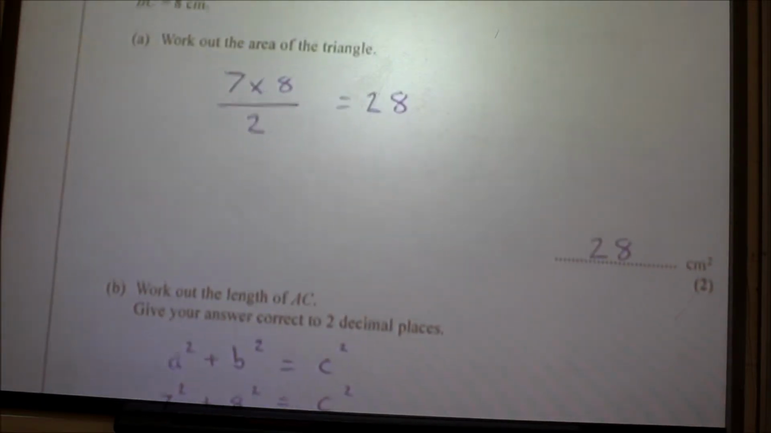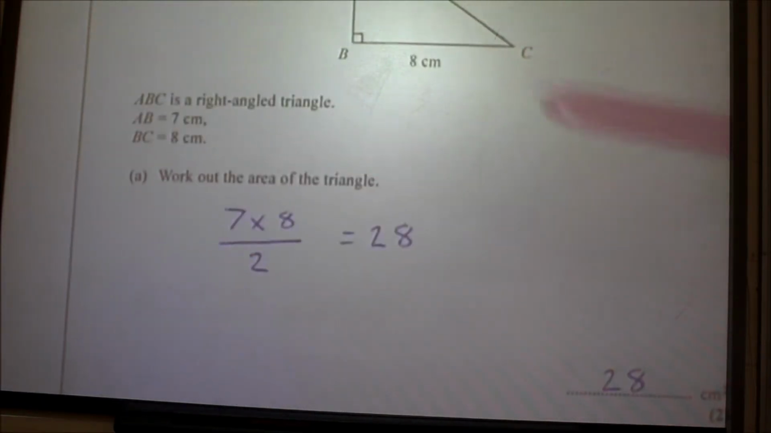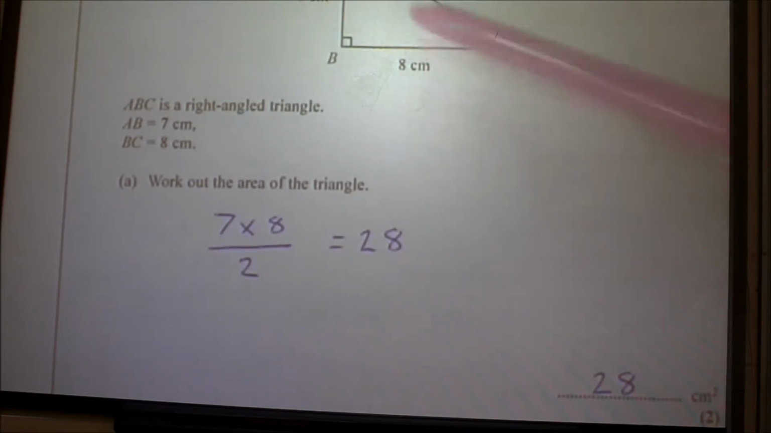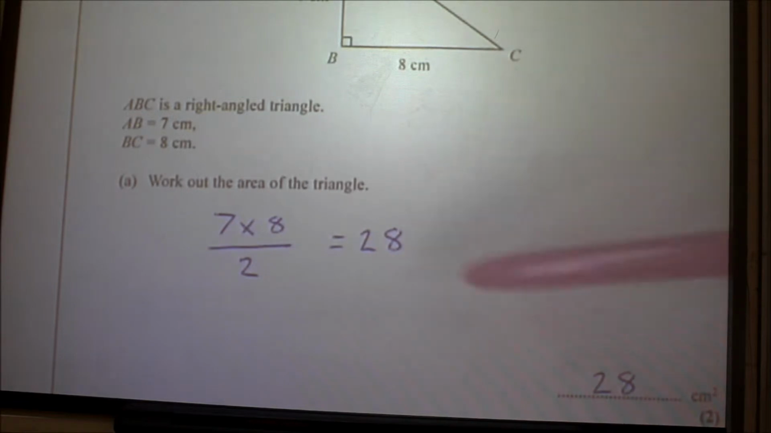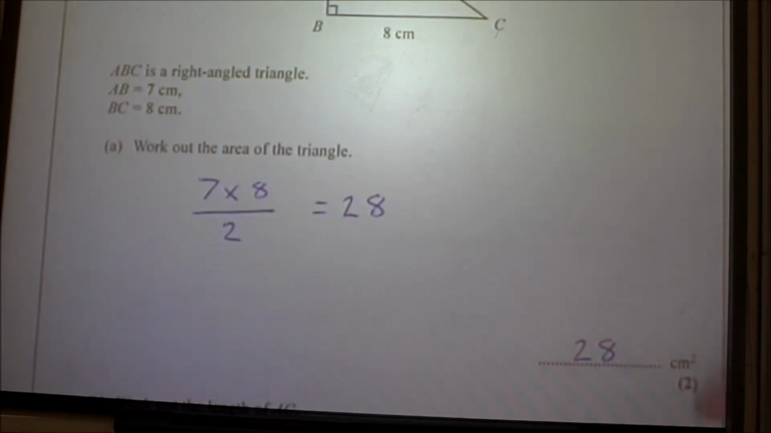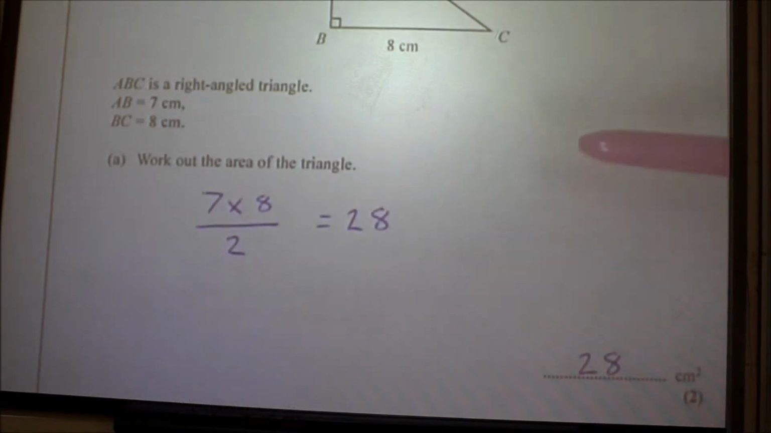Question 4, area of the triangle. Area of the triangle is base times height, so 8 times 7, or 7 times 8, divided by 2, which is 28 centimetres squared. That is an extremely easy 2 marks. If you consider in the question before, you were getting 2 marks for using sine, cos and tan. So area of triangles you should get right.